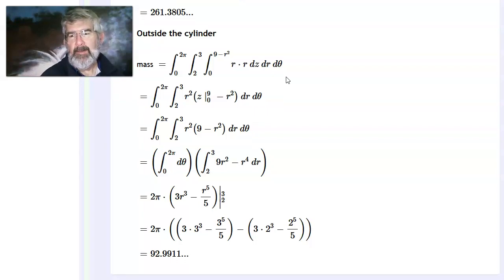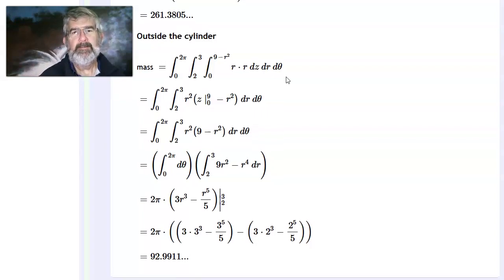But there you go. There's a couple of examples of mass given a density function that varies with x, y, and z.